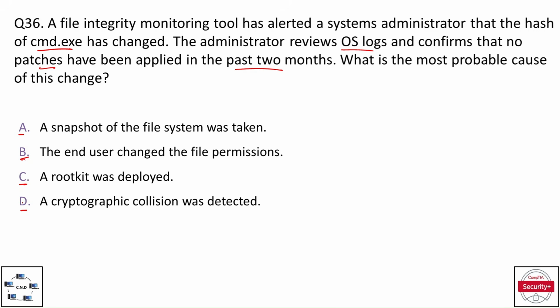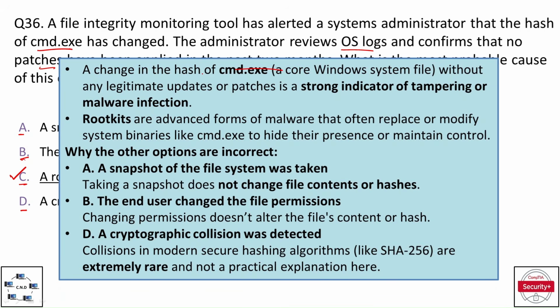And the correct option is option C, a rootkit was deployed. A change in the hash of cmd.exe, a core Windows system file, without any legitimate updates or patches is a strong indicator of tampering or malware infection. Rootkits are advanced forms of malware that often replace or modify system binaries like cmd.exe to hide their presence or maintain control. Why other options are incorrect?